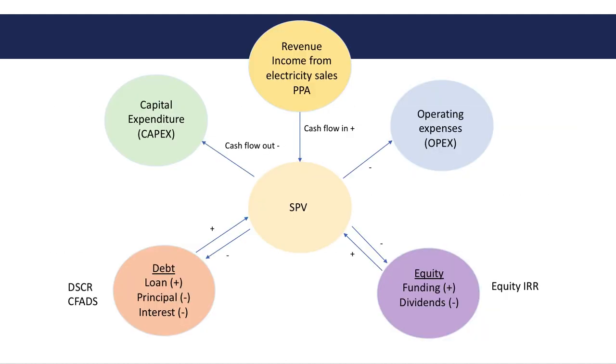Let's assume this wind turbine or solar farm or any asset is going to cost £1 million. Where do we get this money from?